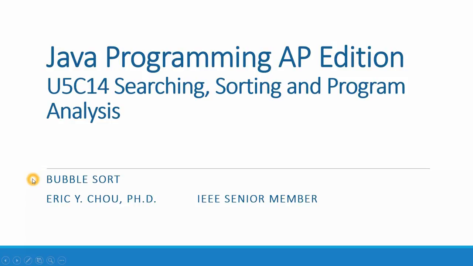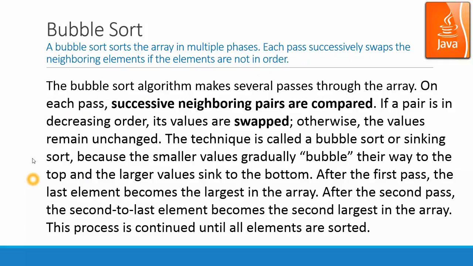In this lecture, I'm going to cover BubbleSort. That's another linear sort. BubbleSort sorts the array in multiple phases. Each pass successively swaps the neighboring elements if they are not in order.